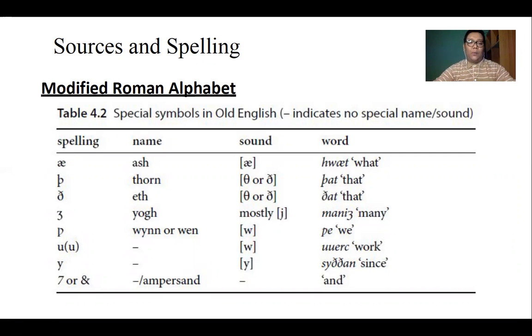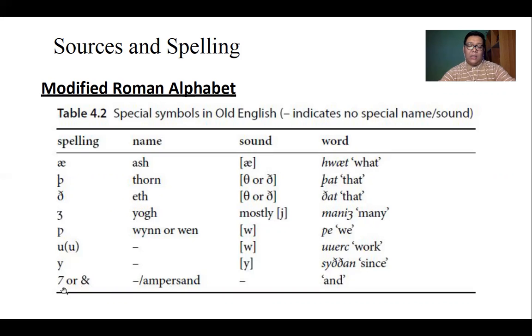For example, you have here the spelling of these modified Roman alphabets, and I'm pretty sure if you happen to read a sample of an Old English text, then you can see these symbols used there. So we have here their corresponding names. This symbol was named Ash, and then this one was labeled Thorn. This one is F, this one is Yogh, this one is Win or Wen. But for these two W symbols, we didn't have exact labels or names for them before. And then we had the symbol ampersand.